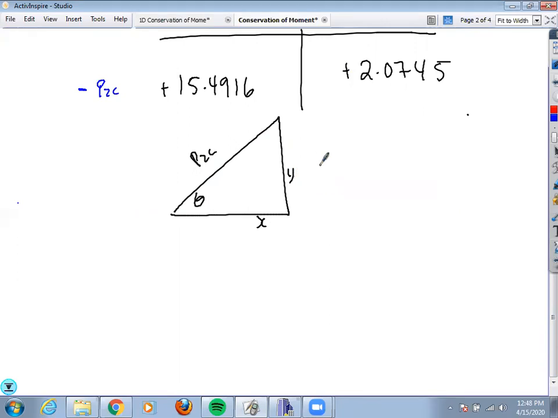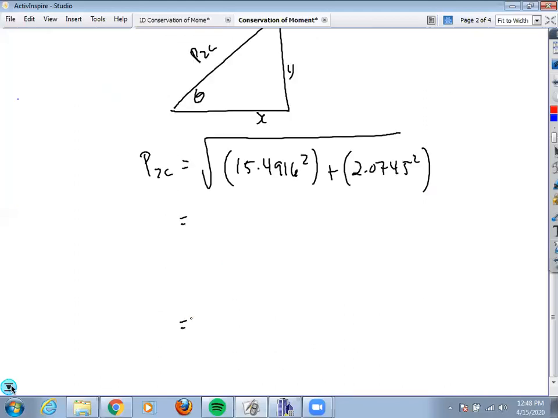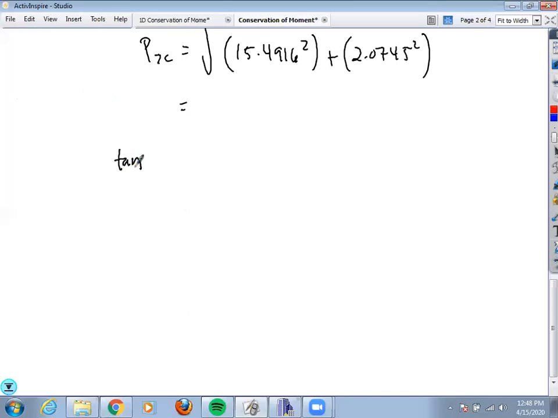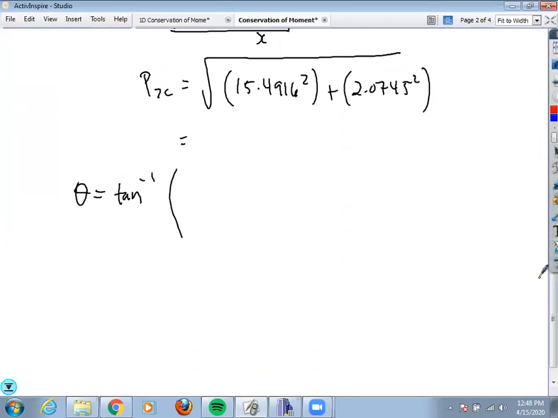So P2C, okay, a squared plus b squared equals c squared. So 15.4916 squared plus 2.0745 squared. And then we'll do our inverse tan afterwards. So inverse tan, opposite over adjacent, so the y, 2.0745 divided by 15.4916, and we'll get our angle. Okay, so we'll go and plug and chug this.